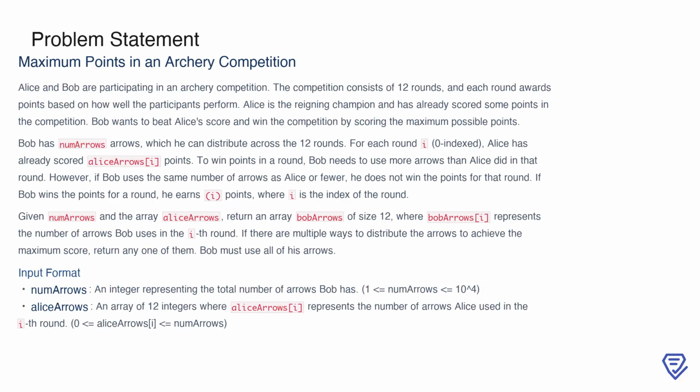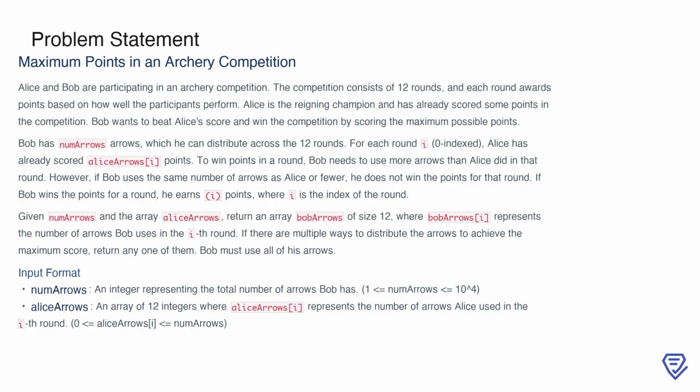In this problem, we have an archery competition between Alice and Bob, which consists of 12 rounds. Each round awards points based on how well the participants perform. Alice, the reigning champion, has already scored some points in the competition. Bob, on the other hand, wants to beat Alice's score by achieving the maximum possible points.